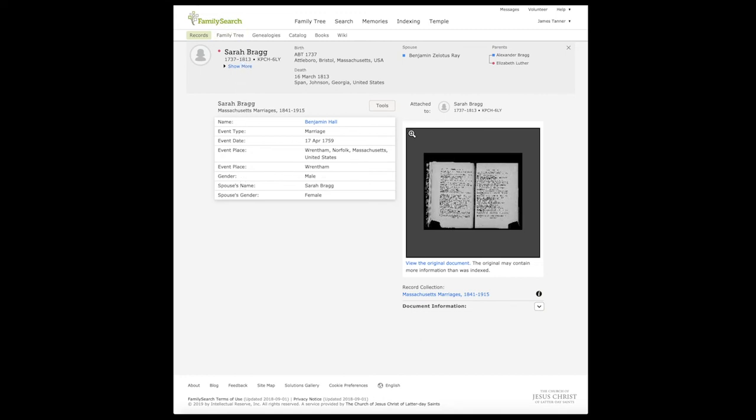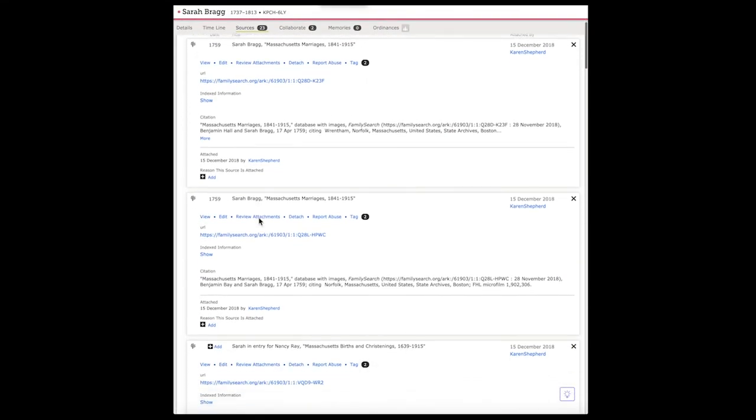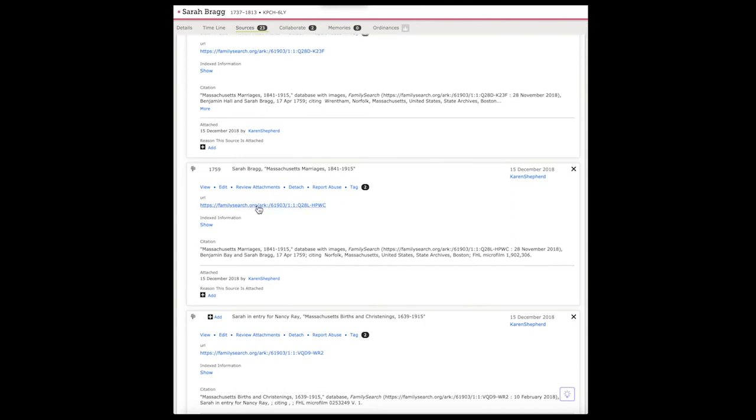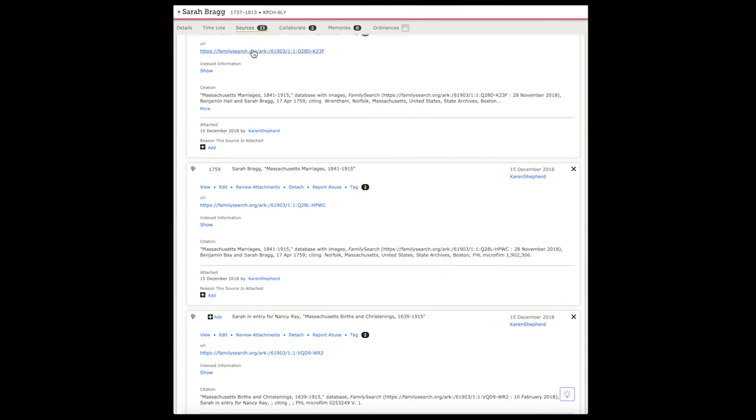So let's go back to Sara Bragg and look at another one of these records. Here's another Massachusetts marriage record. And take a look at this one. And this one says that she married Benjamin Bay in Norfolk on the 17th of April, 1759. Okay, so we have a question here about who is Sara Bragg and who did she marry. Two marriages, both appear to be in 1759. Let's go back here and check this one again.